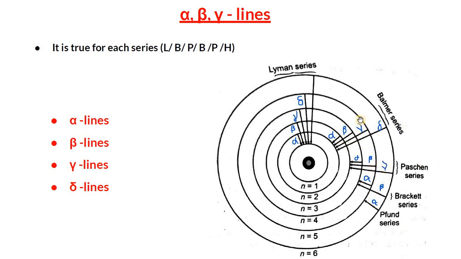You can explain other things also. I have already marked all those points, so just pause the video and understand what I have shown you. These are called alpha, beta, gamma, delta lines, and this is true for all series. For the Lyman series you will have all these lines, for the Balmer series you will have all these lines, for the Paschen series too, and so on.